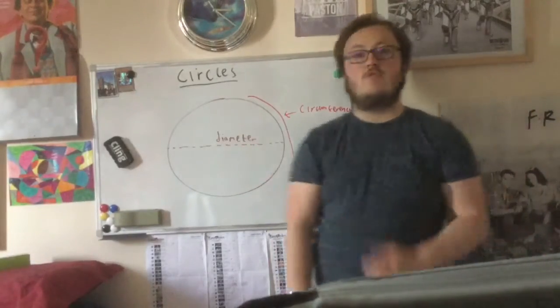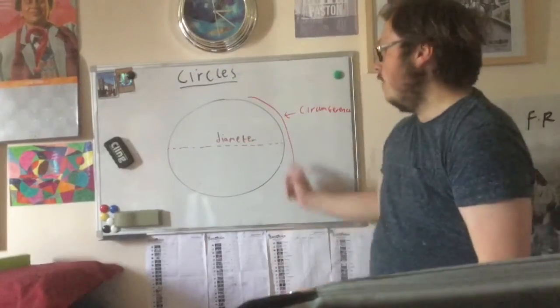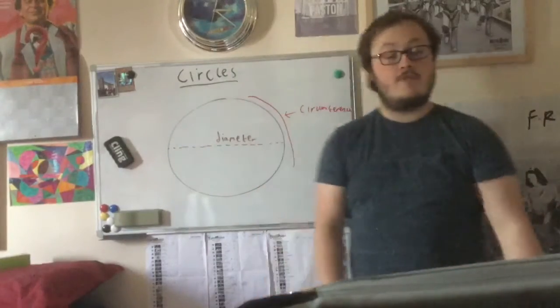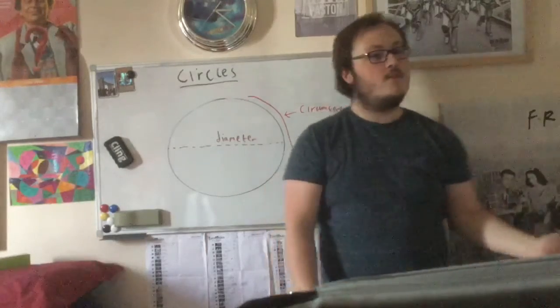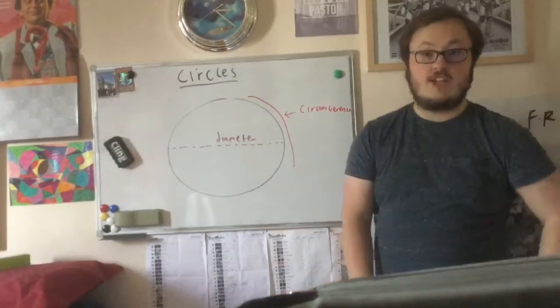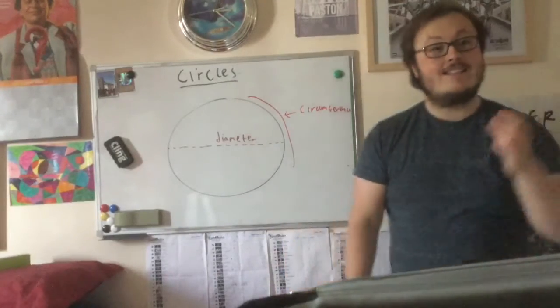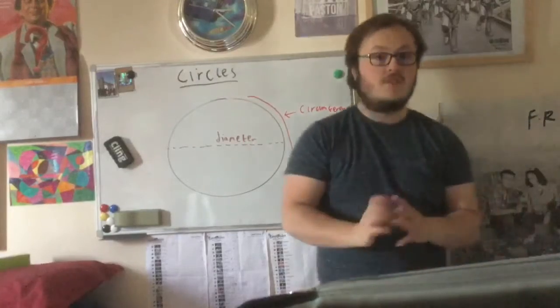Now, this is the diameter of a circle, which means it's basically the halfway point, it goes from one end of the circle to the other. That's the diameter. Now, the actual side of a circle, what goes round, is known as the circumference. The circumference is the equivalent of the perimeter of a shape because it's how much is outside the circle. Now today, we're going to be finding the circumference of circles.